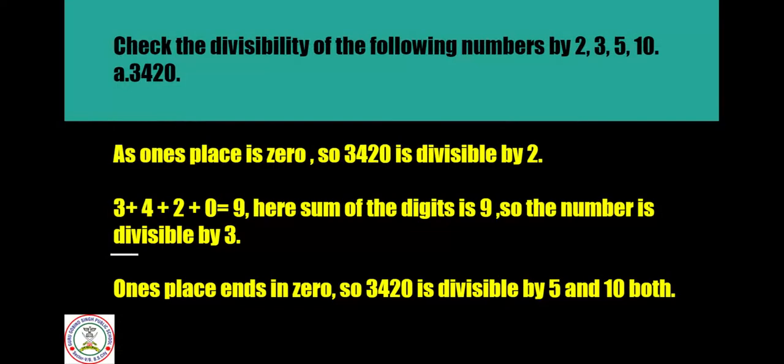Ones place ends in 0. So 3420 is divisible by 5 and 10 both.